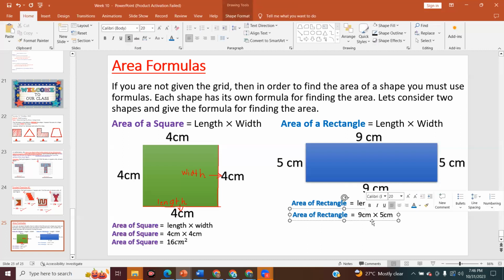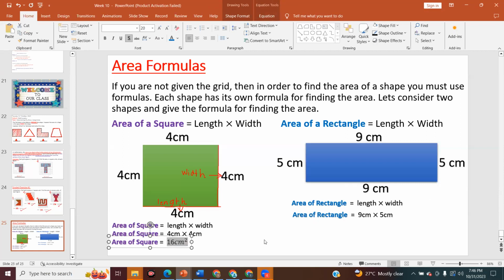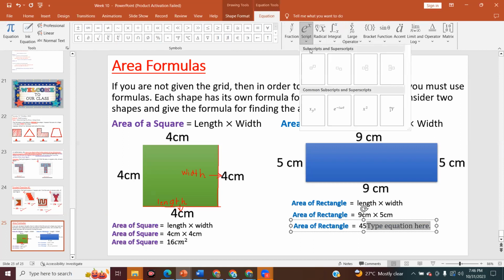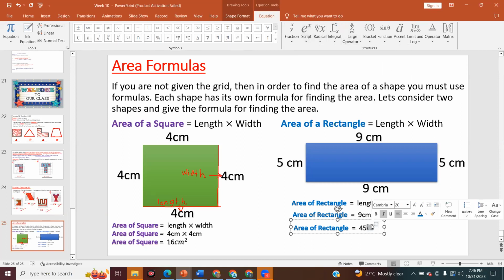Good. Now, when we have 9 times 5, what's your answer going to be? 45 centimeters squared. Very good. So we multiply 9 times 5, and then we get 45 centimeters squared. And so that's how we do it when they don't give you a grid and you have to find the area.